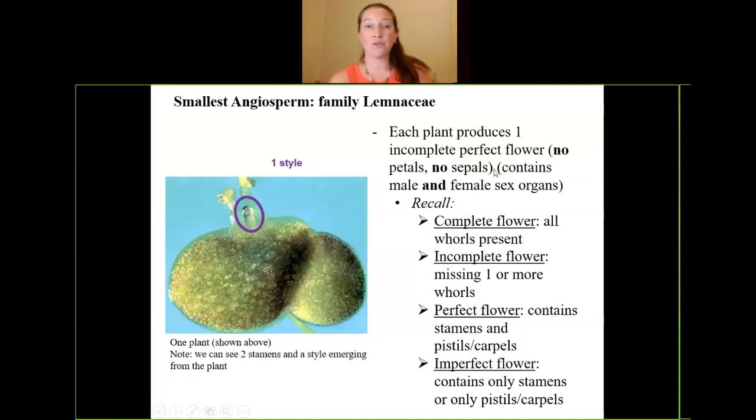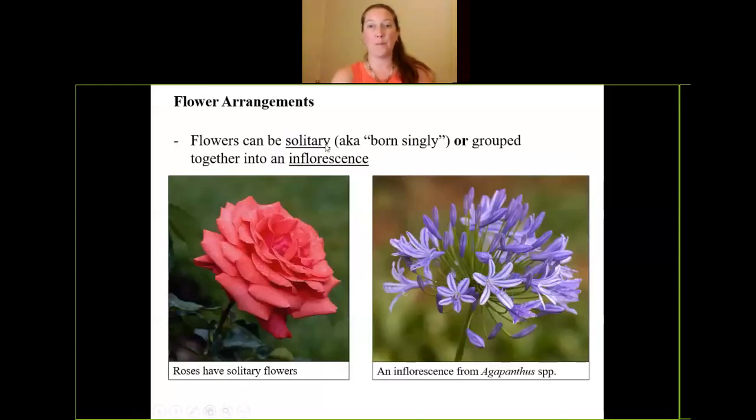there are no petals and there are no sepals. So this flower only has sex organs, and therefore it's missing two whorls, and that's why it's incomplete. So it's incomplete because it's missing petals and sepals. It is perfect because it has male and female sex structures. Okay.